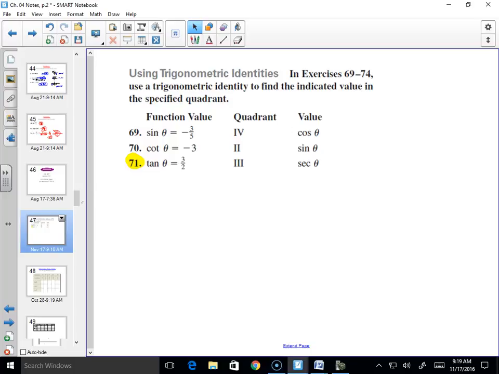Okay, I have tangent, I want secant. Technically there are a couple of different ways of doing this. But since they said use an identity, what is an identity that has tangent and secant and numbers only? An identity that has tangent and secant and numbers only. Pythagorean.